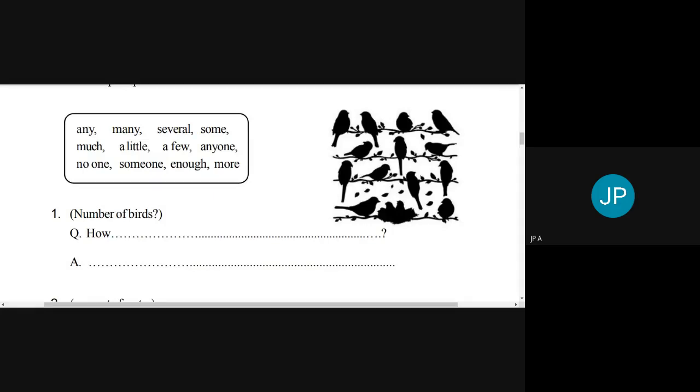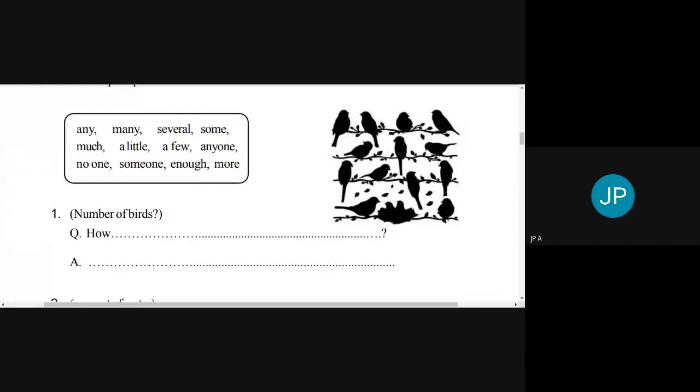Very good, Haripriya. There are several birds in the picture. There are many birds in the picture. So these are some possible answers. There are several birds in the picture, there are many birds in the picture, etc. can be written as answers. That is nice. Thank you for the responses. So we can use such determiners. These are all determiners: many, a few, several birds, etc.